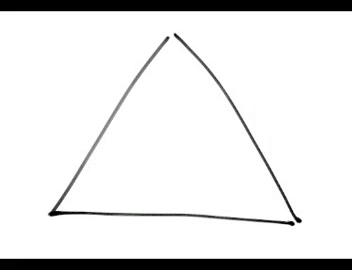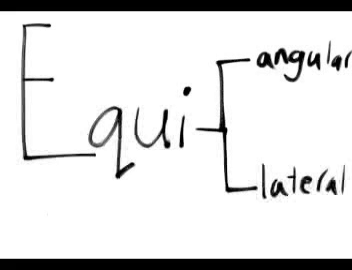This triangle has 3 congruent angles and also 3 congruent sides. Because of this, we know that that triangle is equiangular and also equilateral.